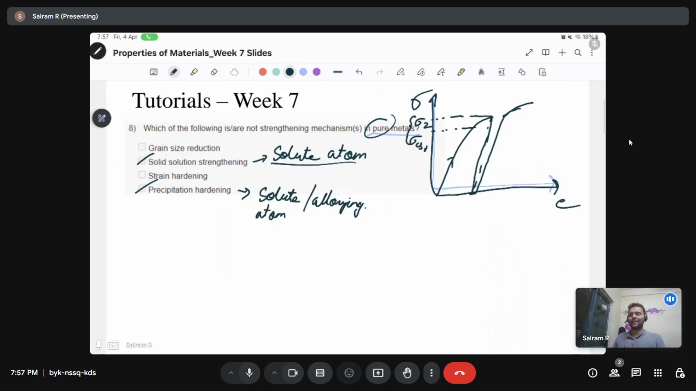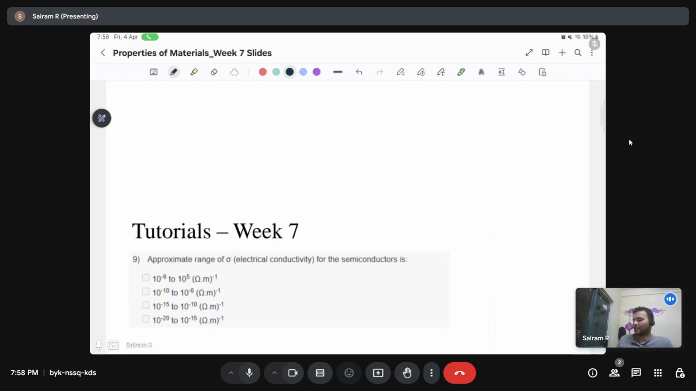In the case of pure metal, I can still do grain size reduction, I can still follow the Hall-Petch relation for increasing the strength, and even strain hardening, but I will not be able to perform solute precipitation hardening.